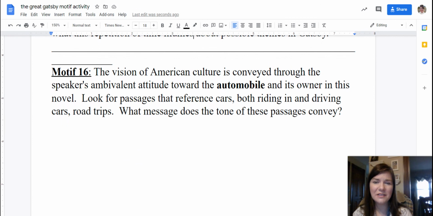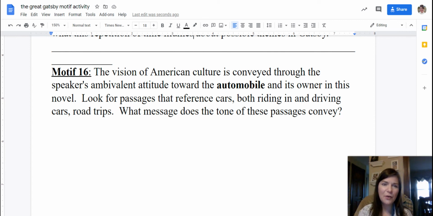Motif 16 has to do with the automobile. I've had students say it is hard to find quotes for this, but I think there's quotes all over the place. You just need to be a careful reader for this one. But cars are really important, and when you think about it, cars have played a really huge symbol within American history, right? They're a sign of freedom and independence. Like when you get your license and when you get your first car, that's a big deal. And it's bigger than just the car itself. It's what that means to you.